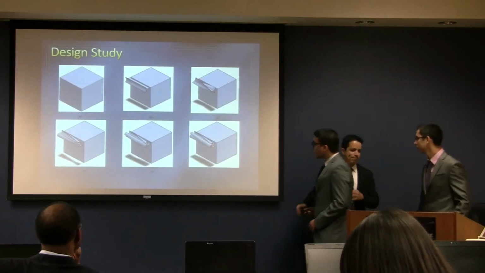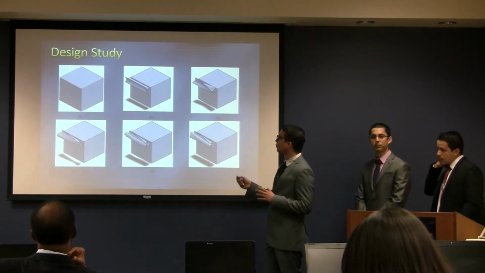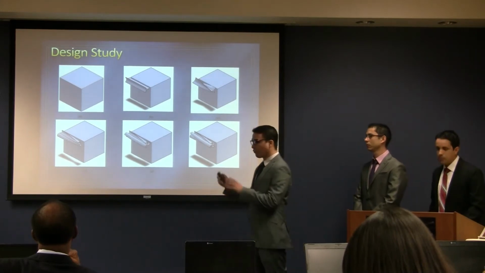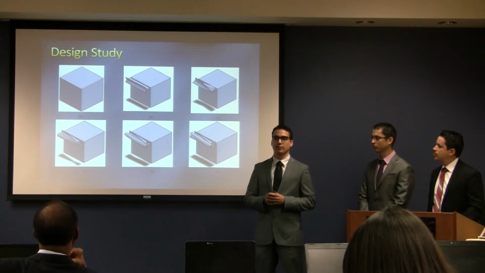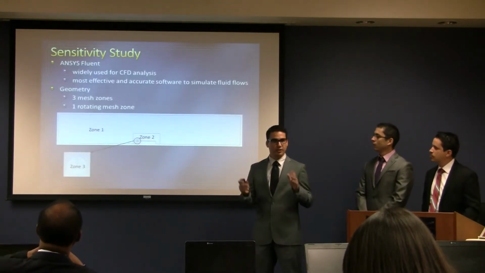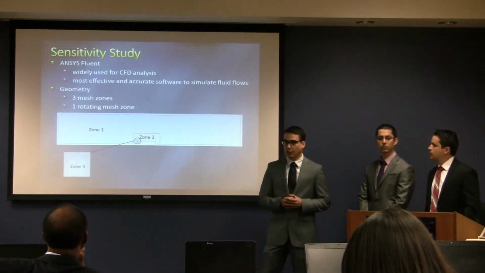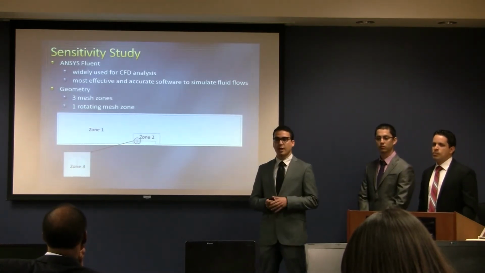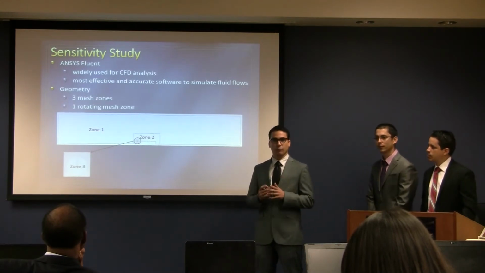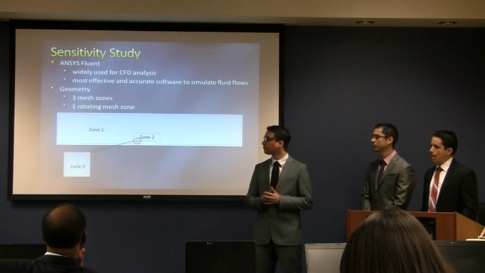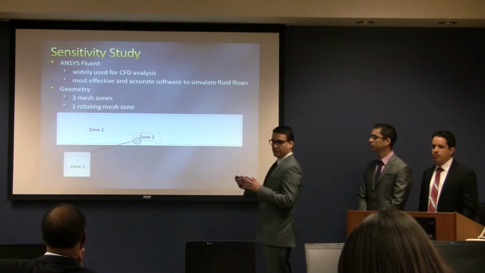Thank you, Marcos. So the pictures that you see here form the flow chart that we followed to complete our design study. But before going into any details, we started by doing a sensitivity study to eliminate some of the design variables that we had. We did the sensitivity study using ANSYS Fluent. It's a widely used CFD software, and it's the most effective, most accurate fluid mechanics software that was available to us. So we decided to use it, and we created this geometry to do the entire sensitivity study.